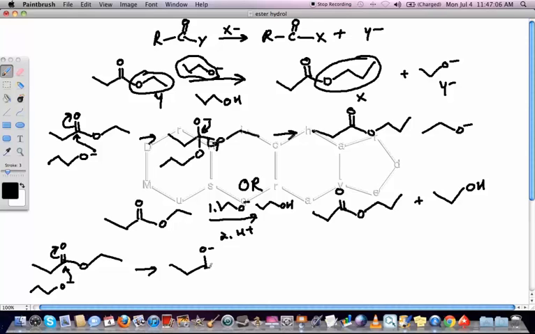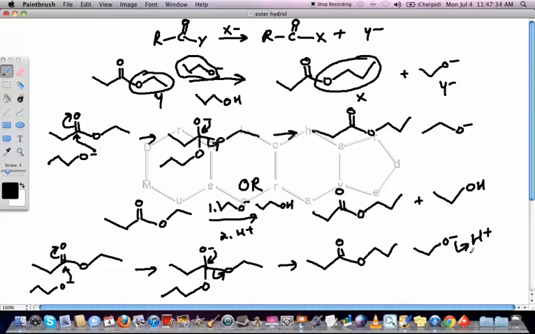Attacks the C double bond O, electrons jump up on the oxygen. Negative comes down, reforms the C double bond O, kicks out the leaving group as O negative, and then we get our products here. And then, now that everything's over with, we can go ahead and add the H plus in the second step, which gives us our neutral alcohol as a product.